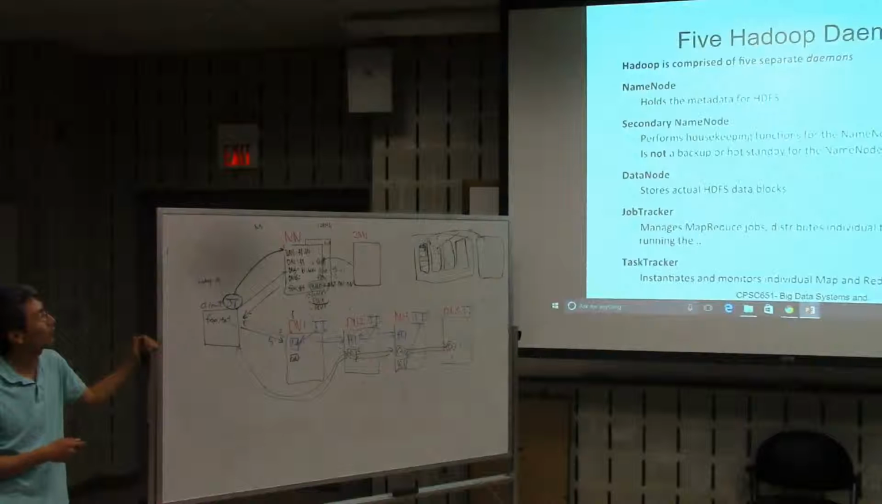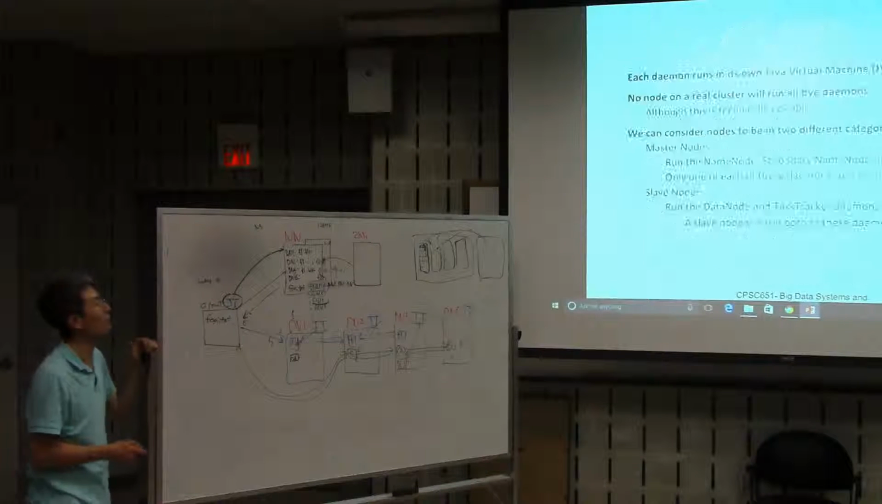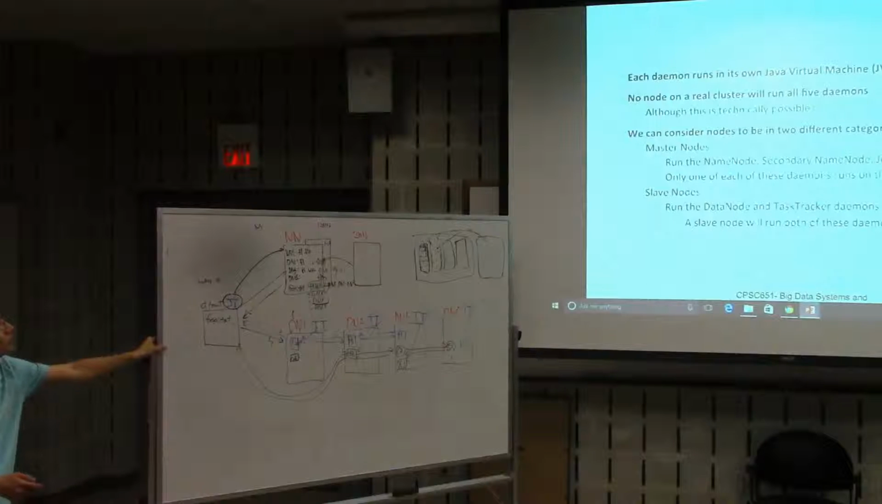So name node, secondary name node, data node, job tracker, and task tracker I introduced already. Well, what if we run all 5 daemon programs on one machine? Yes, technically possible. That is a pseudo cluster. It's a fake cluster. So you are going to use a fake cluster in your first exercise. Also, they are running on top of the Java virtual machine.